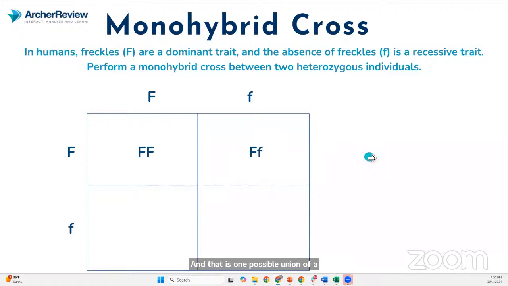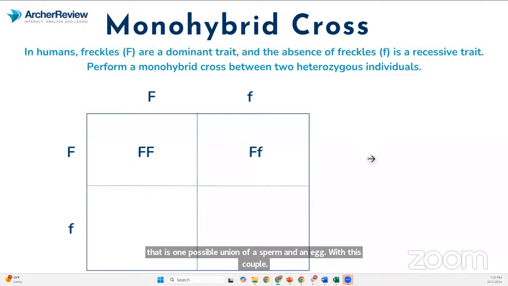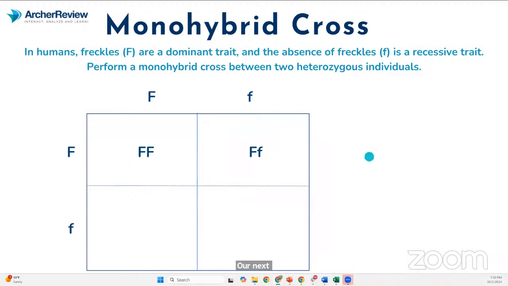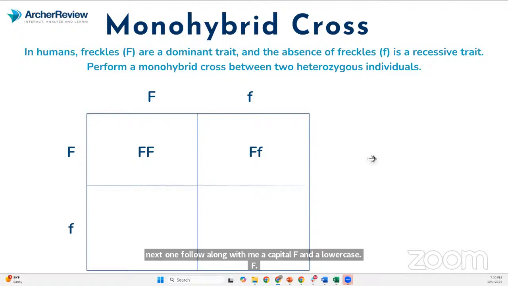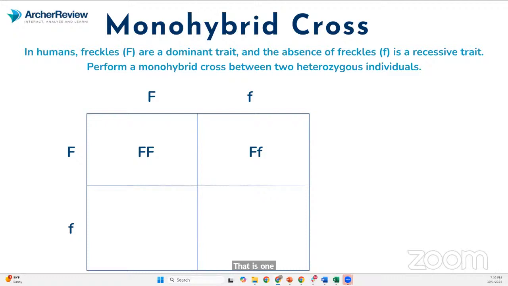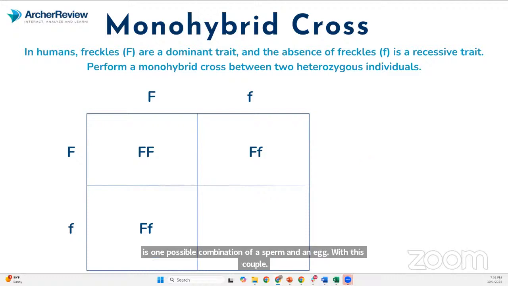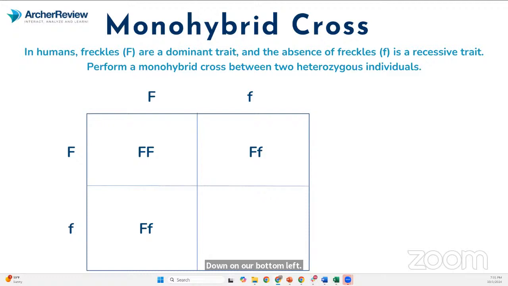Our next one, follow along with me, a capital F and a lowercase f. That is one possible combination of a sperm and an egg with this couple. Down on our bottom left, another possible combination looks the same. We've got a capital F and a lowercase f. And then our final possible combination, in our bottom right, the two recessives.